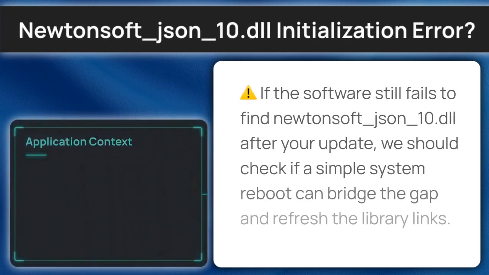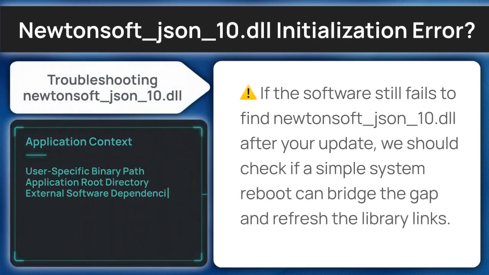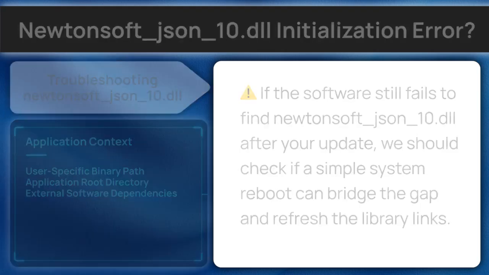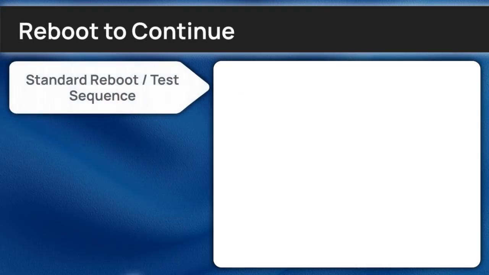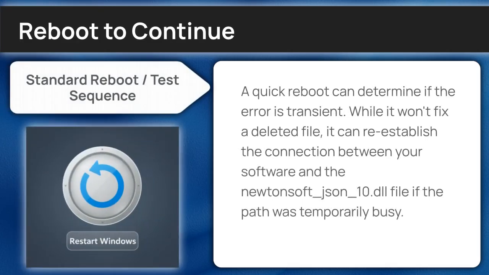When a standard software refresh isn't enough, we need to bypass the automated installers and look at manual system state resets. Performing a restart can determine if the error is just a transient environment glitch. A reboot refreshes your system's path variables and can sometimes re-establish a broken link to the Newtonsoft Json version 10 file.